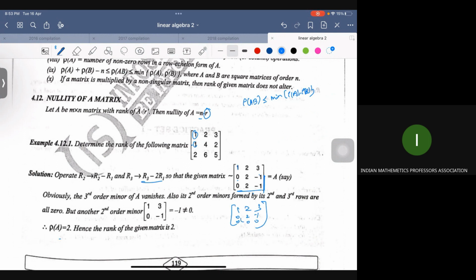But we can also see that the third order minor vanishes. The second order minor, with rows 1, 1, 3, 0 minus 1, is non-zero, so hence the rank of A is 2.